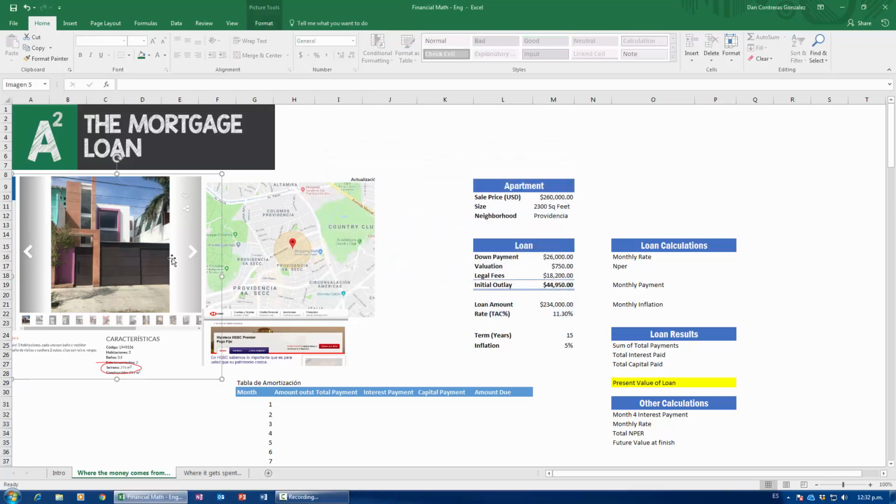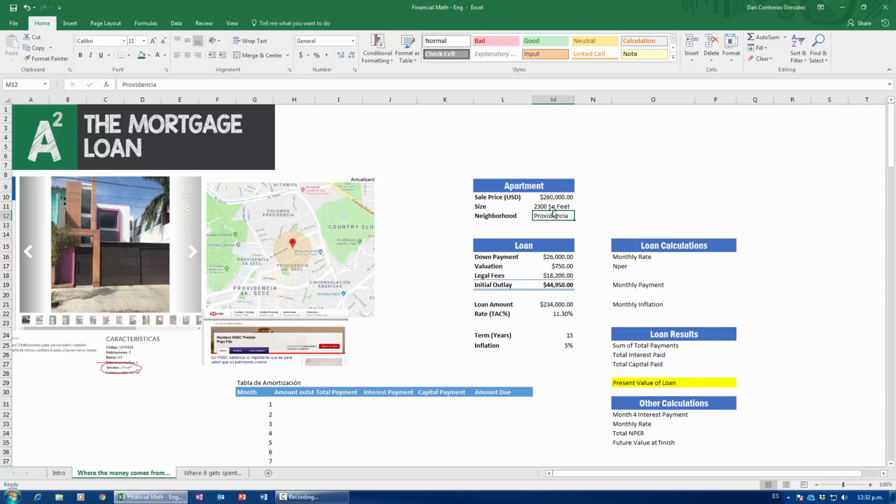And this really nice apartment is for sale at just 260 grand. Now, I know that for you Americans, that's peanuts, because property markets in American cities are way out of line. An apartment like this would be like $4 million in Seattle or something. The apartment is also 2,300 square feet, so that's a pretty decent size. And the neighborhood is Providencia.